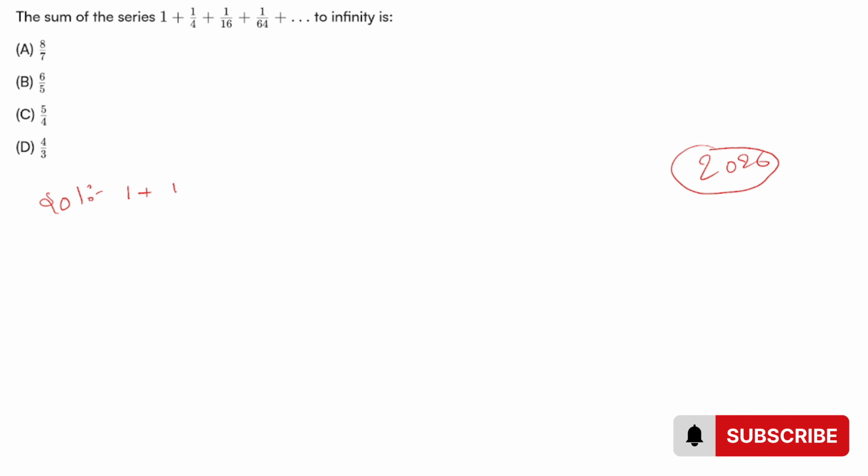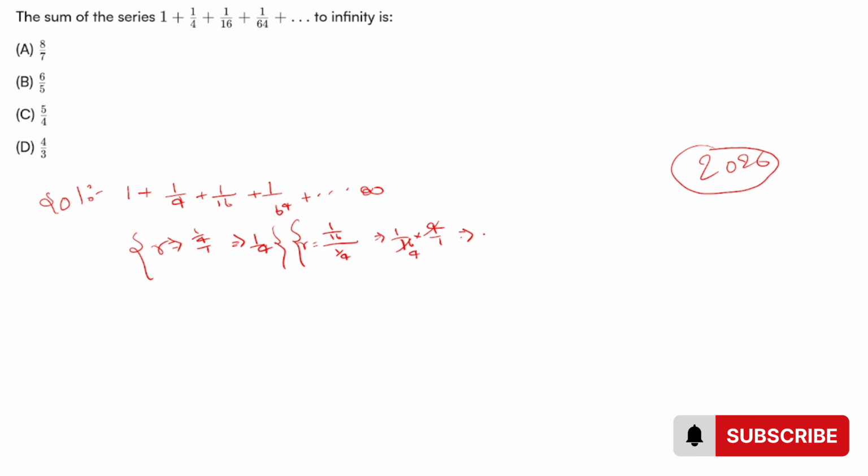This series is given as 1 plus 1/4 plus 1/16 plus 1/64 and so on, to infinity. It looks like a GP, so let's check whether this is a GP or not. The ratio r is (1/4)/1, so 1/4. Check for the second: (1/16)/(1/4) is 1/16 times 4/1, so 4/16, which is 1/4. So this series is a GP series.